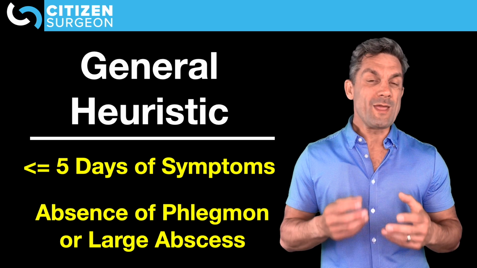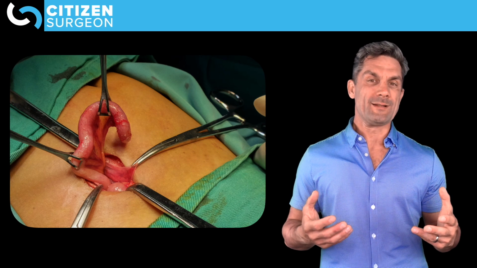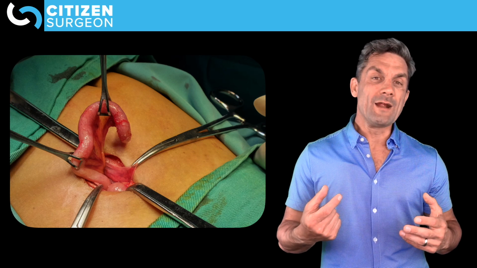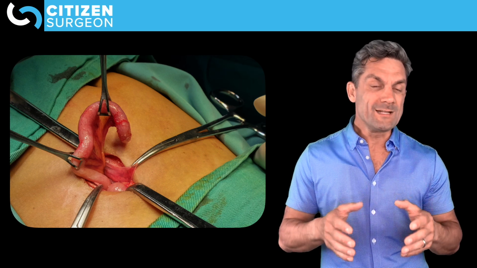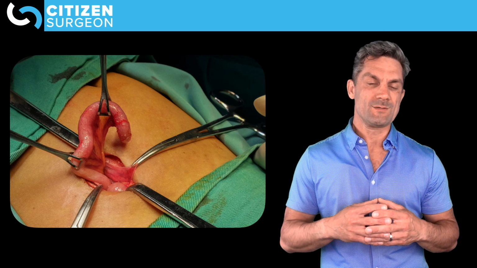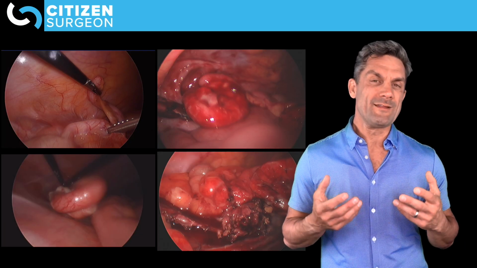If we're operating, we have two choices. Number one is we can do an open appendectomy. So gridiron incision, right lower quadrant, right around McBurney's point, enter the abdomen, remove the appendix, okay? Or we can do a laparoscopic approach or a minimally invasive approach.